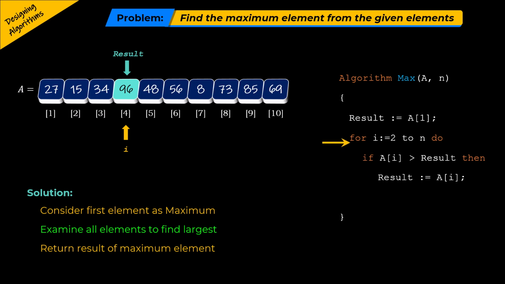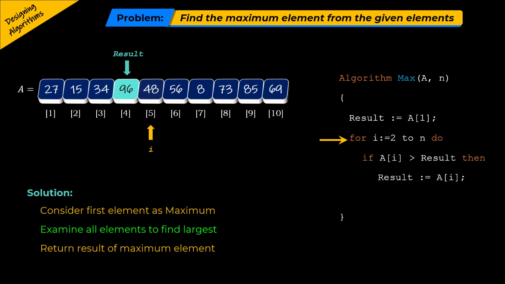Then we go back to the for loop where variable I will be incremented. So variable I was 4 and now variable I will be 5. Then we check the if statement. At this point, we have I as 5. So a of 5, which is the element 48, is smaller than the result, which is 96. So the condition in the if statement is false, and since the condition in the if statement is false, the statement within the if statement will not execute.